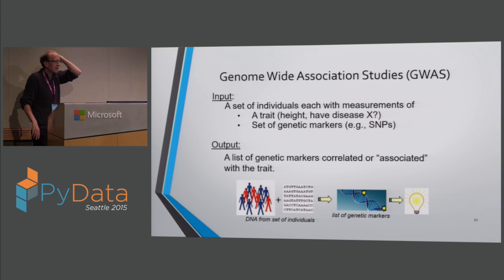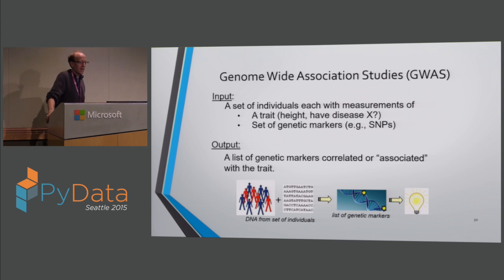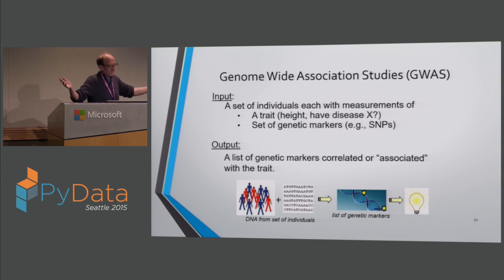Genome Wide Association Studies, you hear about them in the news all the time. The general idea is you take a set of individuals and you have measurements of some trait. Do they have heart disease or not, glaucoma or not, what's their height? And then a set of these SNPs, the DNA locations, maybe 1 million of them for each person. And we try to find a list of the DNA locations that seem to be associated with the trait of interest, like making you more or less likely to get the disease.